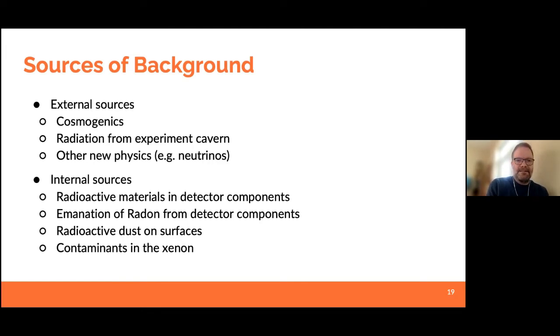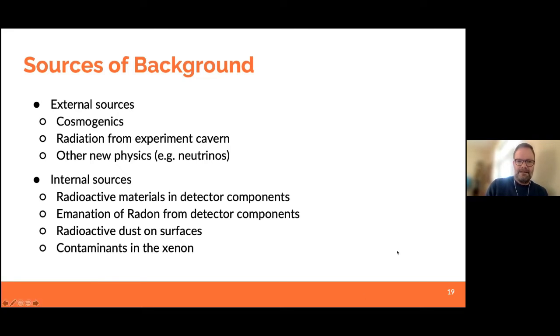There could be other new physics, for example, neutrinos. I'll touch briefly on that later. And then you have all these internal sources. One of the things you need to consider is radioactive materials in your detector components, and emanation of radon from your detector components. So radon is your enemy. There is radioactive dust on surfaces that can all give you backgrounds. And then there are simply contaminants in the xenon, so impurities in the xenon.